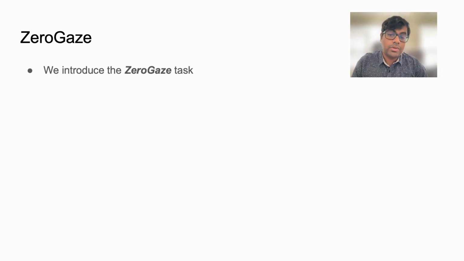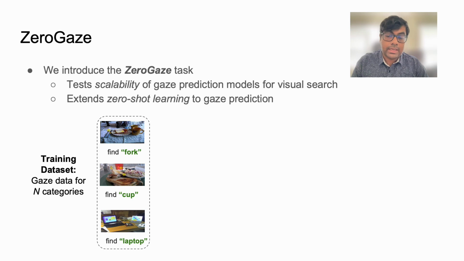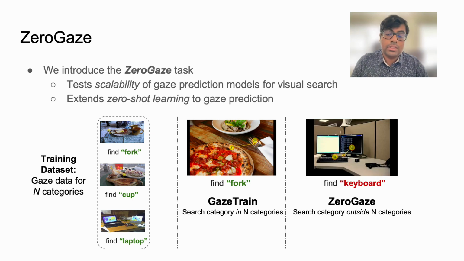As a result, we introduced the zero gaze task. This task tests the scalability of visual search models and essentially extends zero-shot learning to gaze prediction. Specifically, for a training dataset with human scan paths for a set of n categories, under the conventional gaze train setting, the models are asked to search for a category within that fixed set. Whereas under the zero gaze setting, the model must search for a category outside that set.